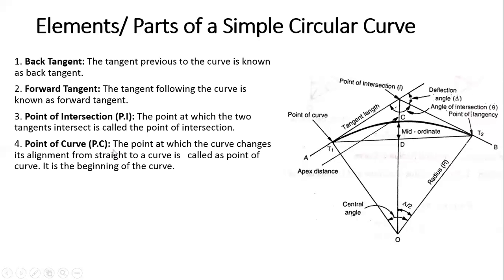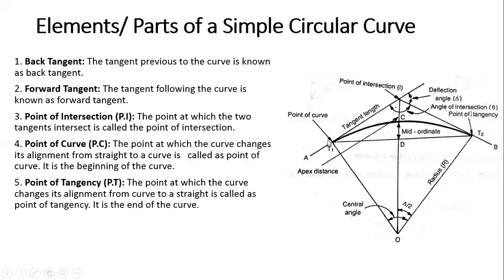Point of curve means the point at which the curve changes its alignment from straight to a curve. At this point, what will happen? The alignment is straight, and then the alignment changes to a curve here. So the point where the alignment changes from a straight to a curve is called your point of curve, or you call it the beginning point of the curve.